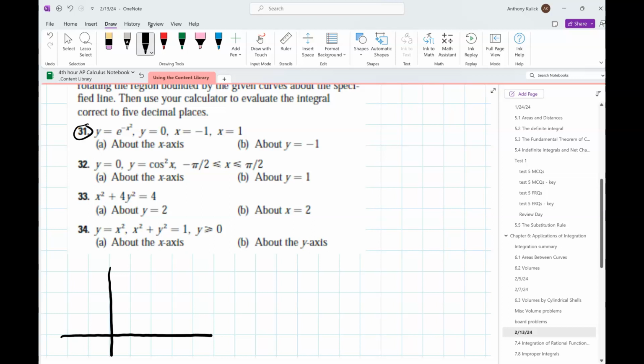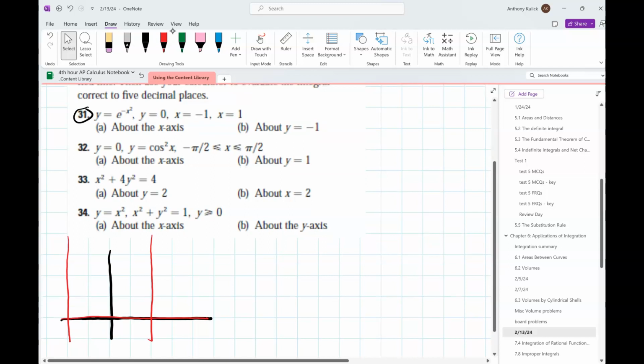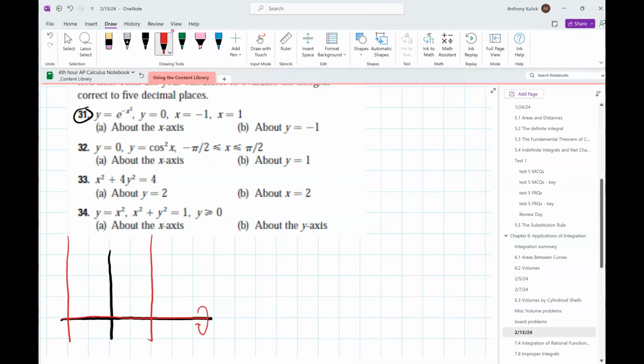So we have y equals 0, x equals -1, and then x equals +1. And then it's about the x-axis. All right, well, that's fine. All right, so let's plot e to the -x squared.